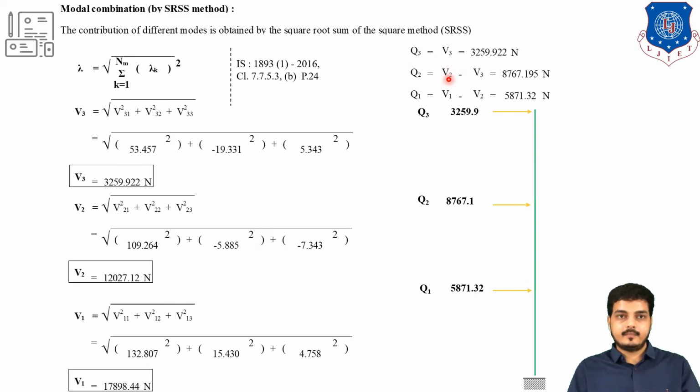So we will be deducting it. So Q2 is nothing but V2 minus V3. Here it is my V2 minus V3, which is coming out to be 8767.5, and Q1 is nothing but V1 minus V2. We can find out the forces with the help of this. So these are my Q3, this is my Q2, and this is my Q1. So this was all about the response spectrum example.